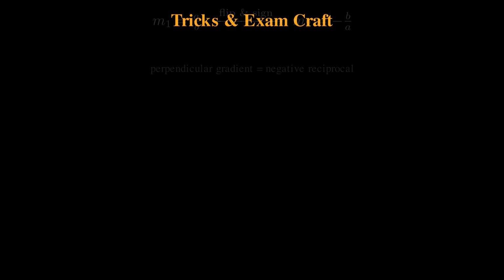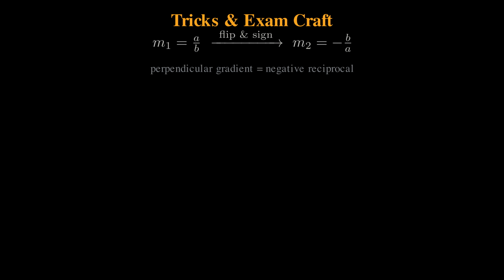Now, the exam craft that separates the fast candidates from the slow. The single most useful habit: whenever you need a gradient, rearrange the equation into y equals mx plus c first. And then m is simply the number sitting in front of x. No guessing. And commit the perpendicular flip to memory. Swap the fraction, top to bottom, and change its sign.